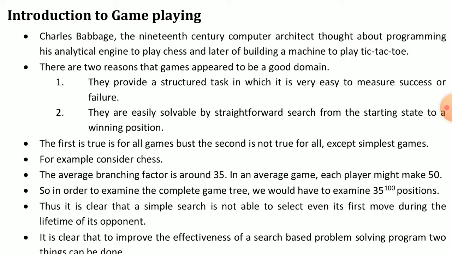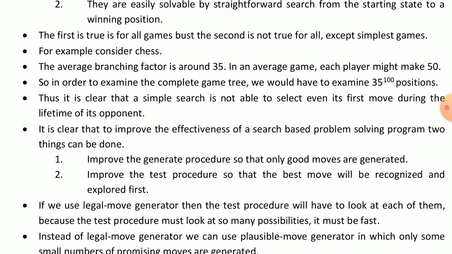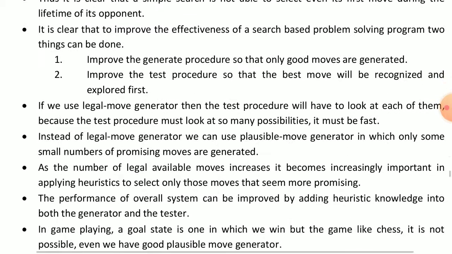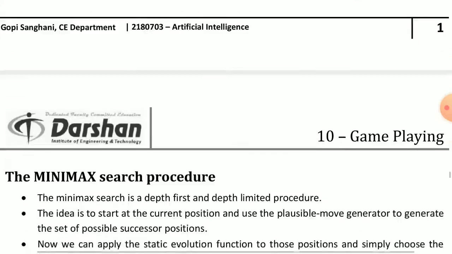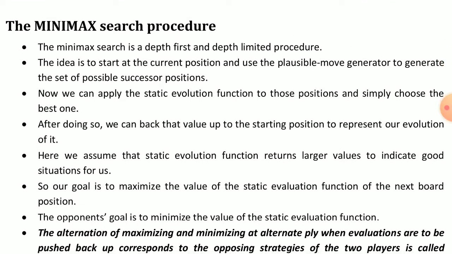Here the basic two reasons are given for the good domain of game. Then some explanation is given of how the problem occurred and how we can solve it. And then the second topic is the min-max search procedure. Minimum and maximum search procedure.